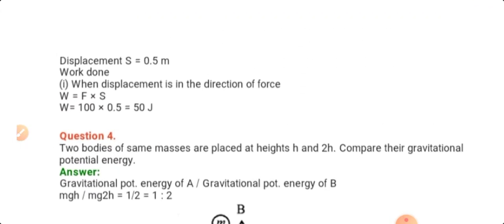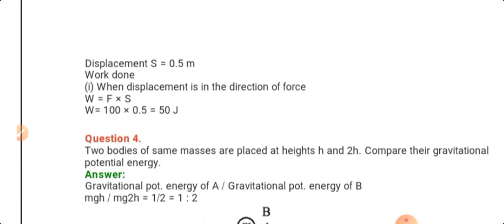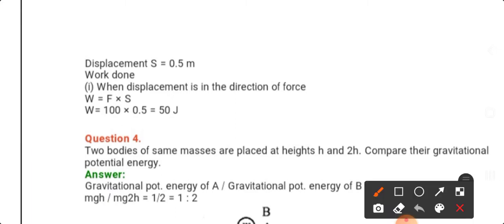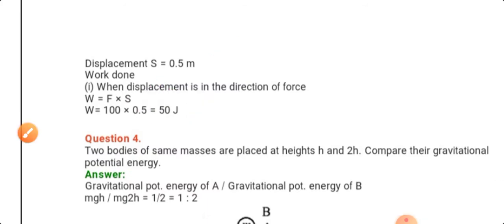And then displacement, S is given 0.5 meter. You have to calculate the work done. Okay. So when it is in the direction of force itself, no need to write that also. You can write it as work done is equal to force into displacement. This is also going to be a direct question.